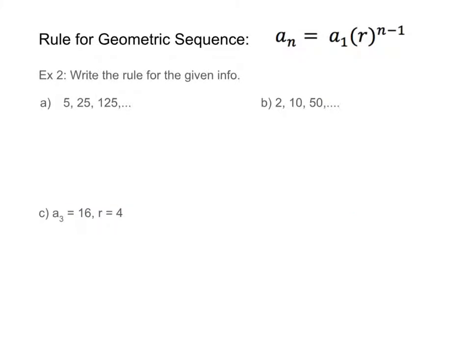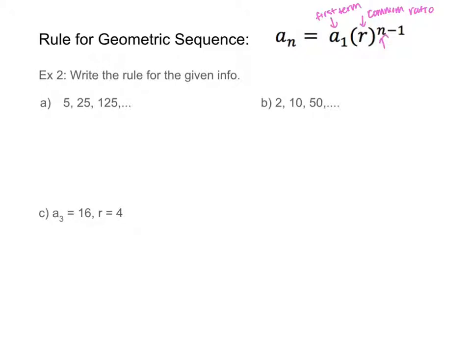Okay, so now let's talk about building a rule for a geometric sequence. This formula here is going to help us do that. If I want to find any term in a geometric sequence, I can figure out what that formula is and then figure out what term I want. So let's go over what these variables mean. r, we just talked about, is what we call the common ratio. It's the number that you multiply by every time to get the next term. a1, that's just your first term. We've talked about this before.